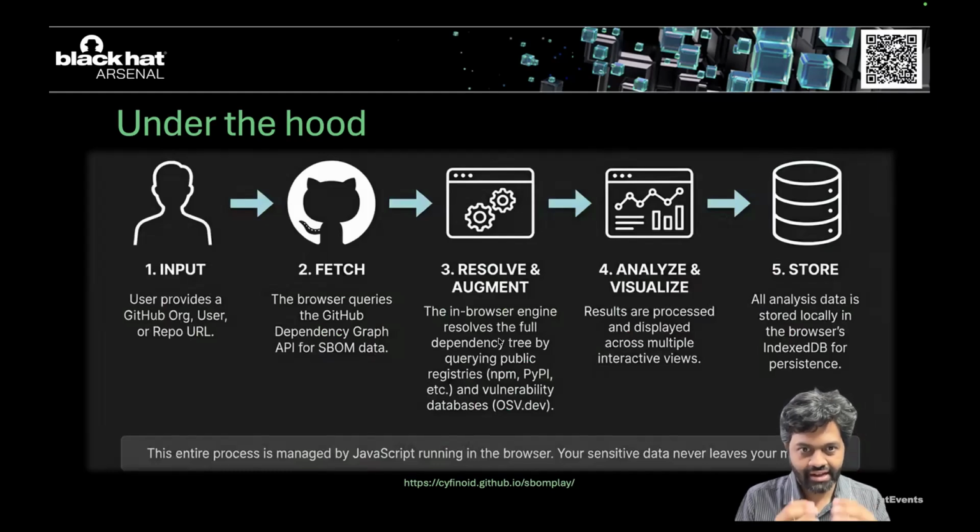Now, in a nutshell, this is what exactly we do. We take the input, we fetch the data from the browser using GitHub dependency graph. Once we have all of this data, then from your browser itself, we make queries and gather all the other data. Once I have all of that data, I do processing and give you interactive view about the data that we have gathered.